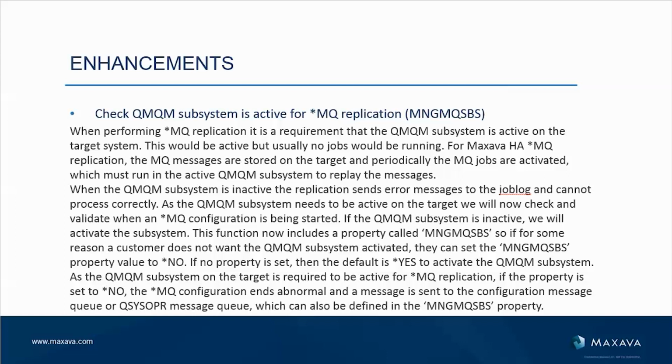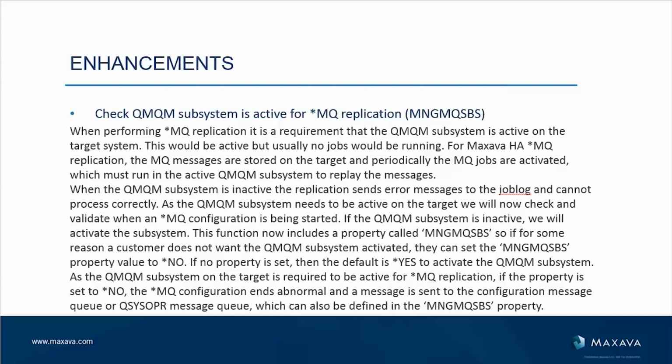When the QM subsystem is inactive, the replication sends error messages to the job log of the configuration and cannot process correctly. As the QM subsystem needs to be active on the target, it will now check and validate when the MQ configuration is started. If the QM subsystem is inactive, we will activate the subsystem.